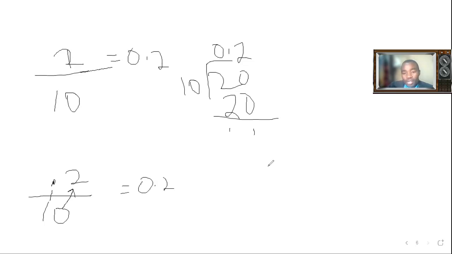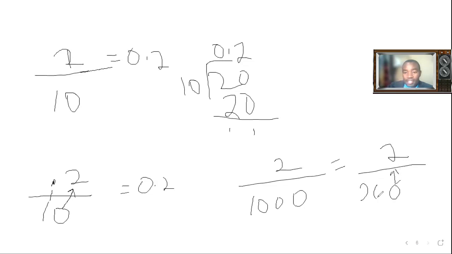If you also had 2 over 1,000, for example, you point a 0 to the 2. The next 0, you point to a number, but there is no number, so we put a 0. Then this other 0, you also point to a number, so you put a 0. Then this one, you point to a decimal. So your answer will be 0.002.